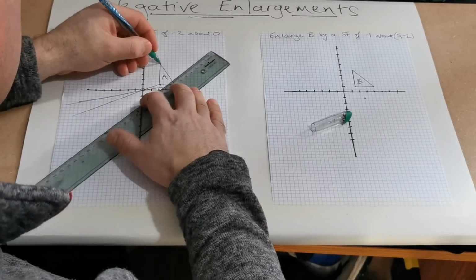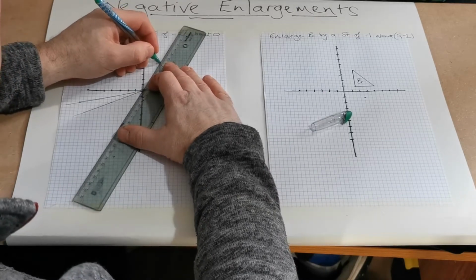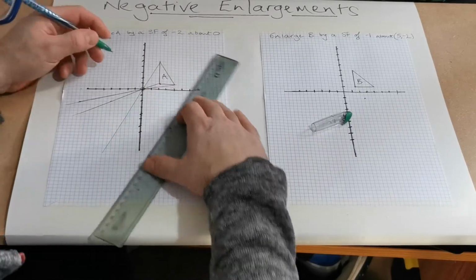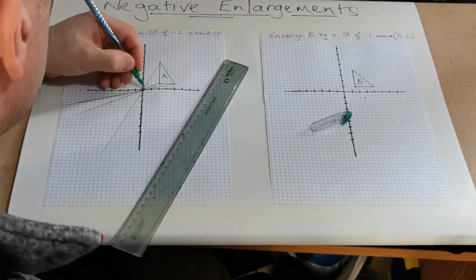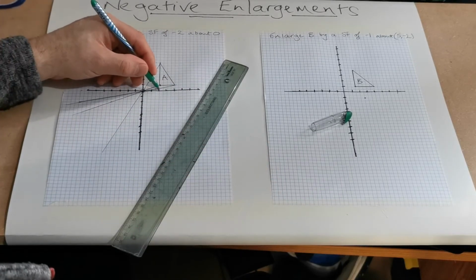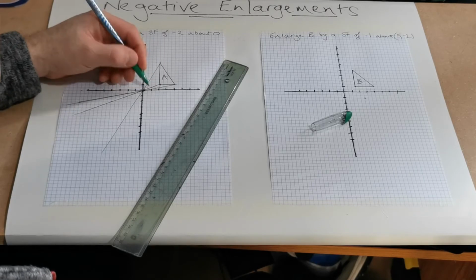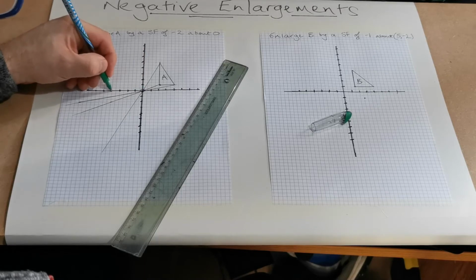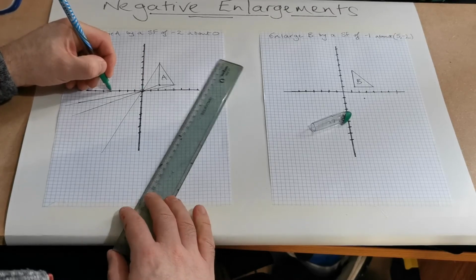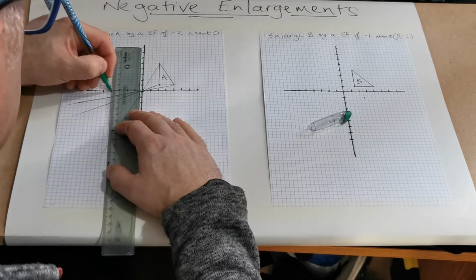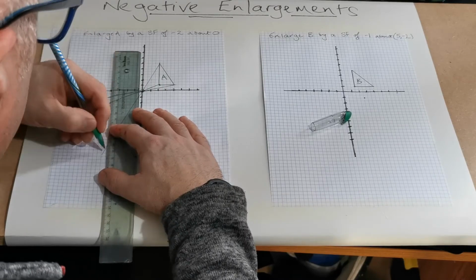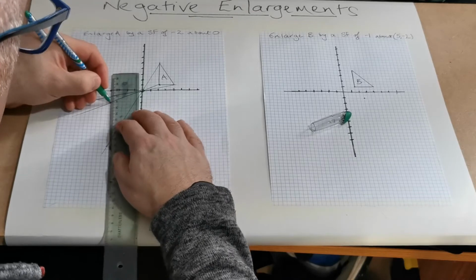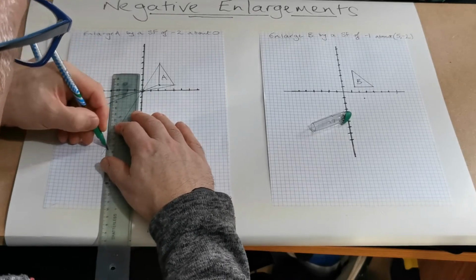And this point here, the final point is going to be along this line somewhere. So 4 along, I would have to double that, make it negative. So that's -8. And then I can really just follow my line to help me pick out where it is. So my enlargement is here.